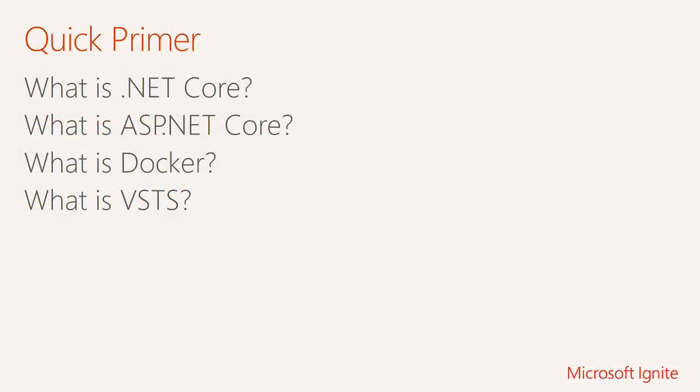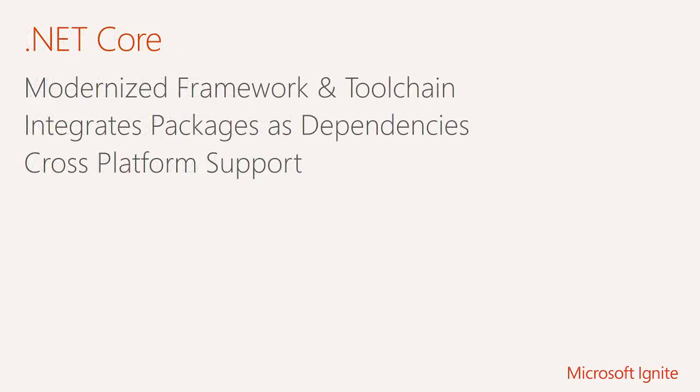There's essentially four things that we need to understand for this session. We need to understand what .NET Core is. We need to understand the relationship between .NET Core and ASP.NET Core. And of course, we need to understand Docker as a way of delivering applications into production environments, and then how you can use VSTS to do that. So .NET Core. Now, before I get started, who's already working with ASP.NET Core today?